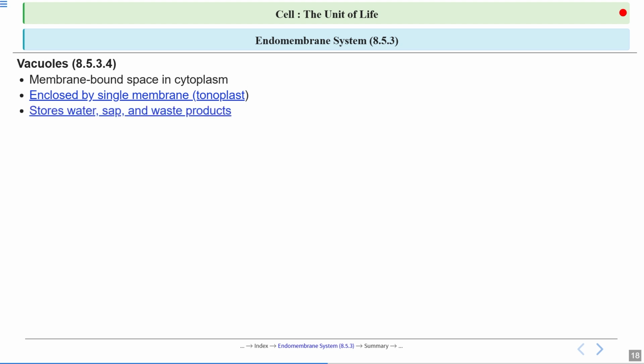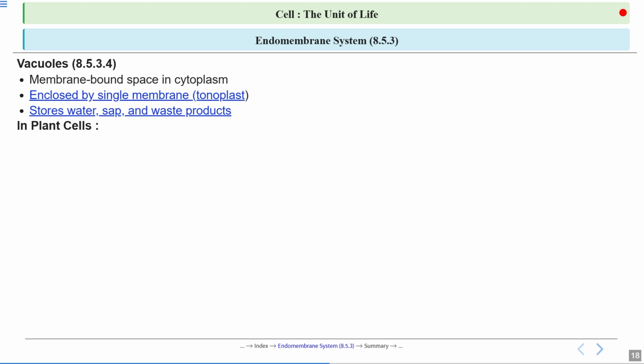Now what are the functions of these vacuoles? They will store water. They can store some sap. They can store waste products also. And vacuoles are of different types also. Clear? So all the waste products can be stored in the vacuoles.